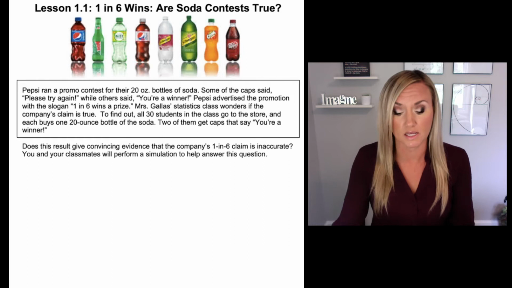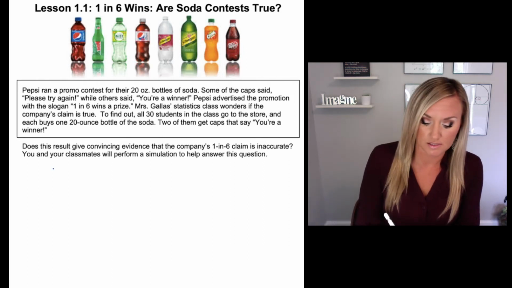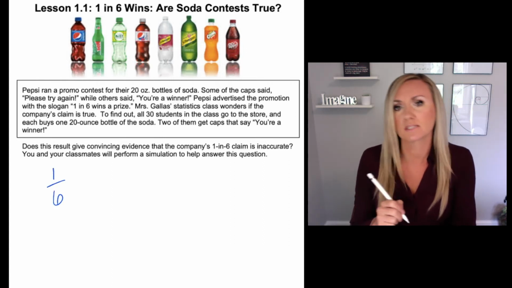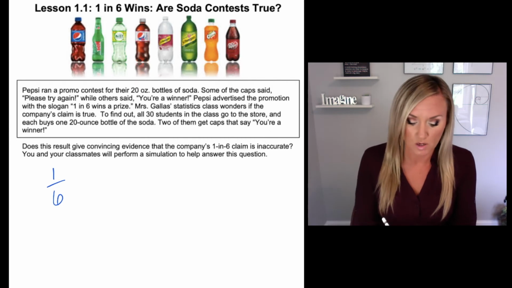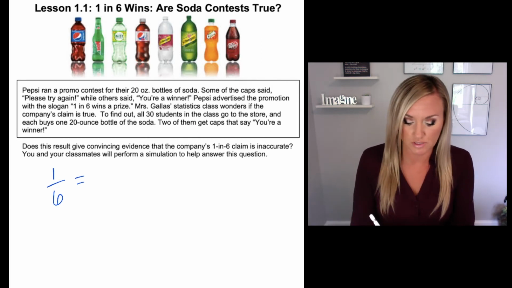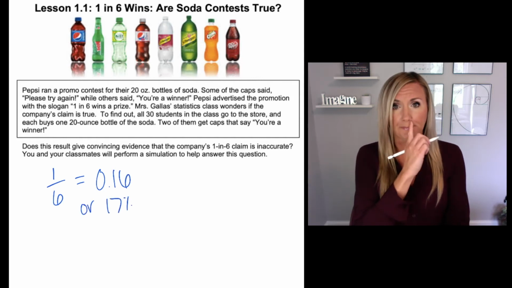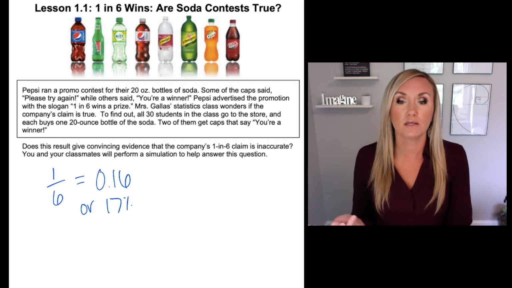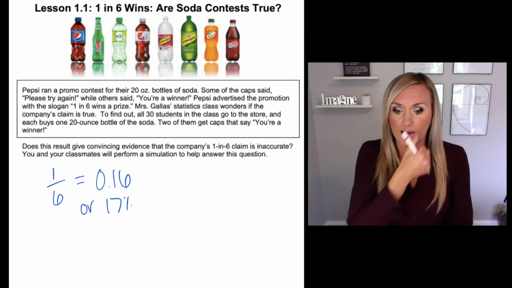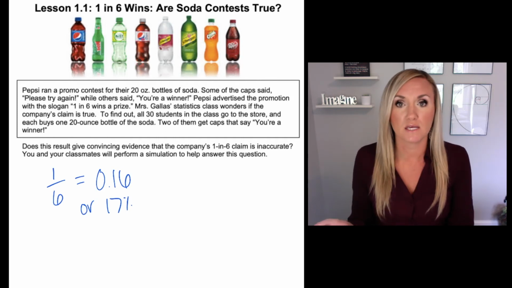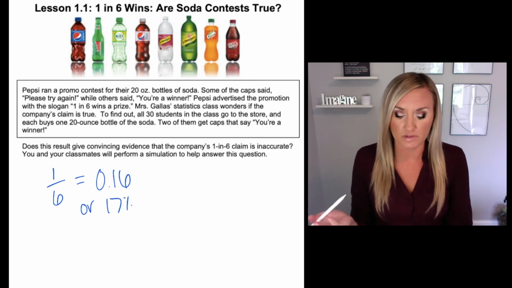1 in 6 is what Pepsi is claiming is the winner. So 1 in 6 is actually going to be 0.16 or 17%. Okay, so 17% of the time that you buy a 20-ounce Pepsi, you're going to be a winner. This is what they claim.